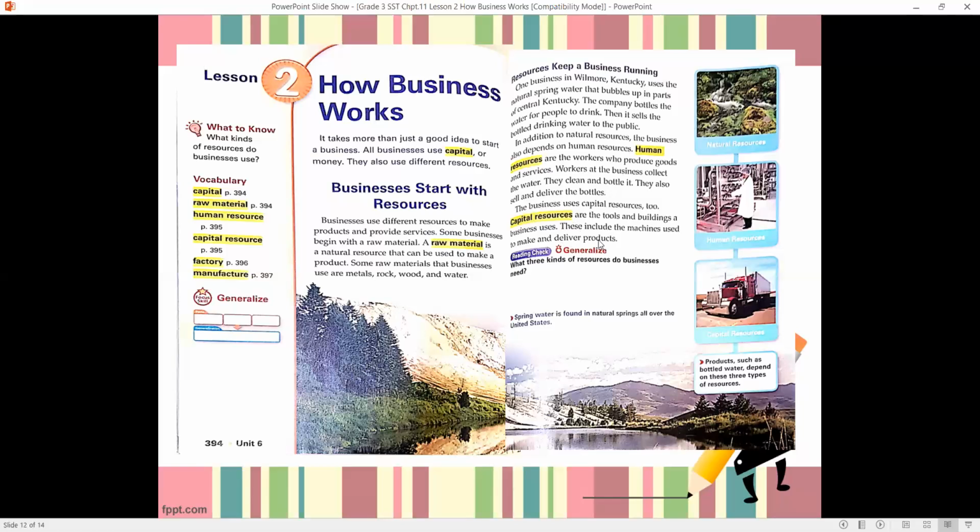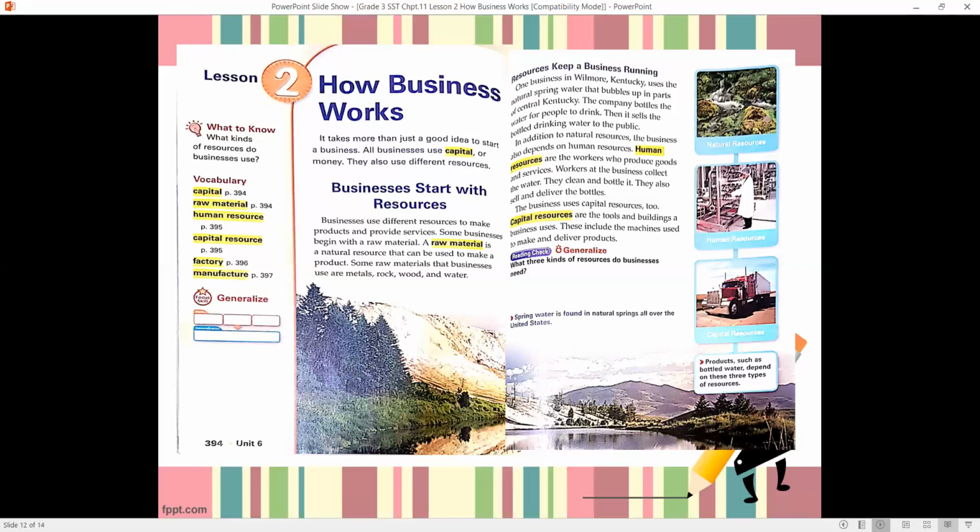after the bottles are ready for delivery, what happens? The business uses the capital resources, right? So what are the capital resources? They are the tools and the buildings a business uses. That is the factory. They also include the machines used to make and deliver the product. So that comes under capital resource. This truck comes under capital resource because it is used for the delivery of the water bottles.